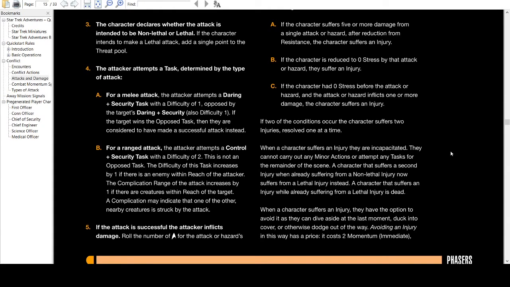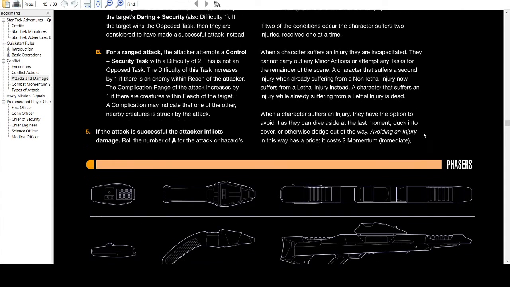And also, the other important point is, I think if you have an injury, you cannot carry out minor actions or perform tasks for the remainder of the scene. So there is a really heavy prerogative to want to remove any injuries, and that's where the second part of the rules comes in, that you can actually use the avoid an injury task. I believe this is a combat task. This is not a minor action. Let me just take a quick check.